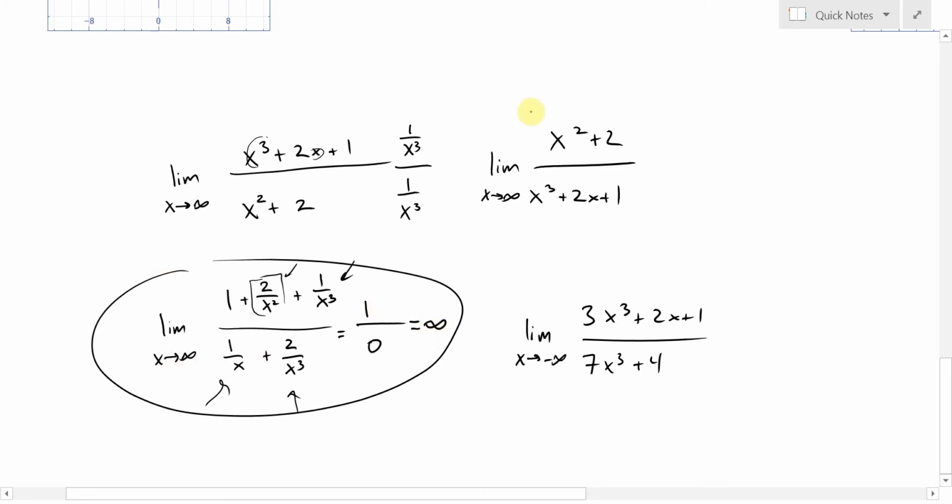So now let's move on to another one. The limit as x goes to infinity of x squared plus 2. And again, the highest order term I see here is an x cubed. So I'm going to multiply both top and bottom by 1 over x cubed.